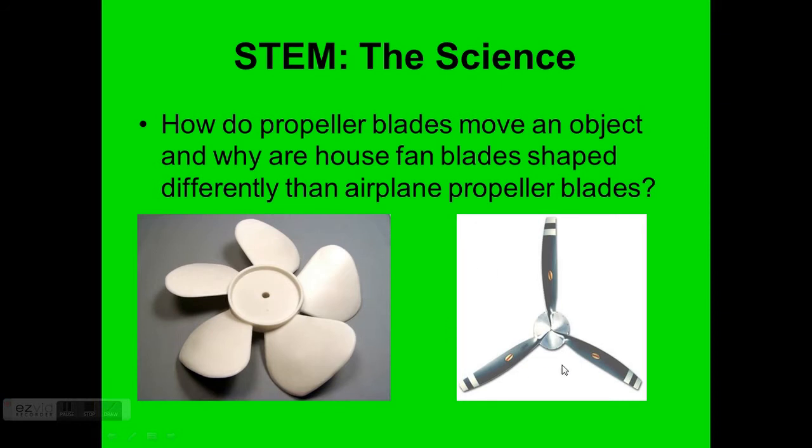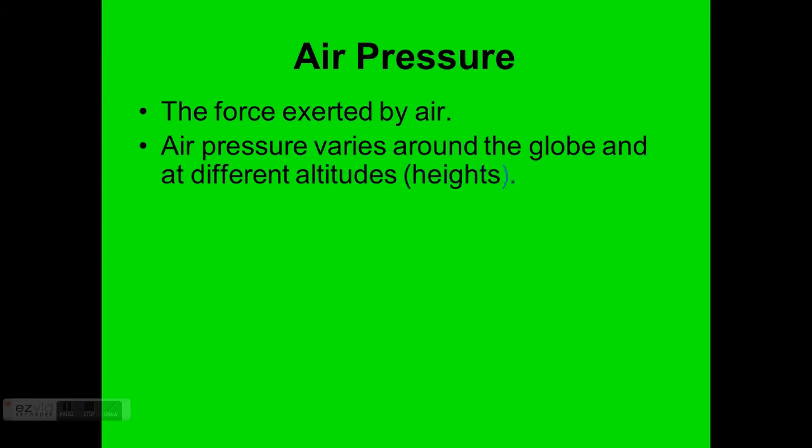Notice that they're entirely different. House fan blades are wide, many of them. Airplane propeller blades, not as many, much narrower. It's like, gee, what's the difference? What are we trying to do? Well, let's talk about air pressure, because this whole project relates to air pressure. Air pressure is a force exerted by air. Air pressure varies around the globe and at different altitudes, at different heights.